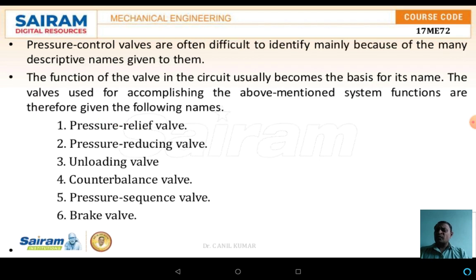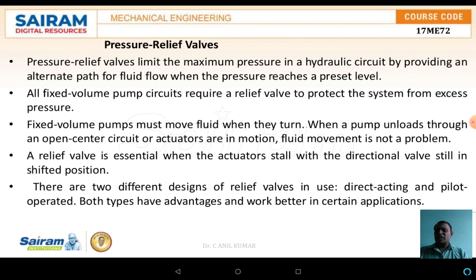The pressure control valves are often difficult to identify, mainly because of the many descriptive names given to them. The function of the valve in the circuit usually becomes the basis for the name. The valves used to accomplish the above mentioned system functions may therefore be called pressure relief valves, pressure reducing valves, pressure unloading valves, counterbalancing valves, pressure sequence valves, or braking valves. The first one we are discussing is the pressure relief valve.